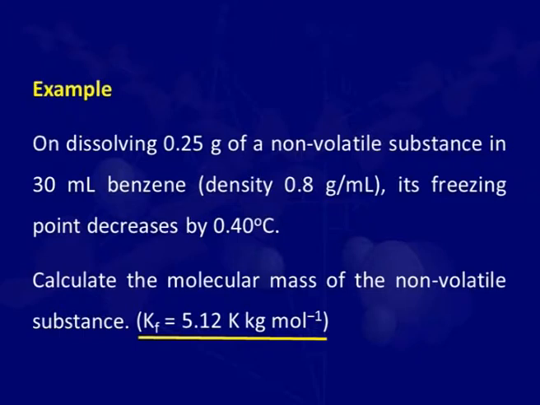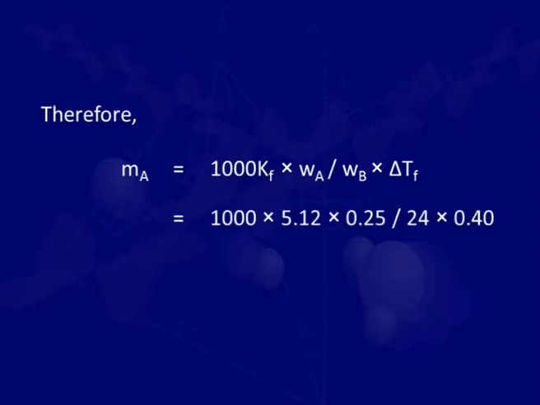The value of Kf for benzene is also given, 5.12 Kelvin kg per mole. Wa, that is weight of solute, is equal to 0.25 grams and delta Tf is equal to 0.40 degrees Celsius. Putting all these values in the expression, Ma is equal to 1000 Kf into Wa upon Wb into delta Tf, we will get Ma is equal to 133.33 grams per mole.